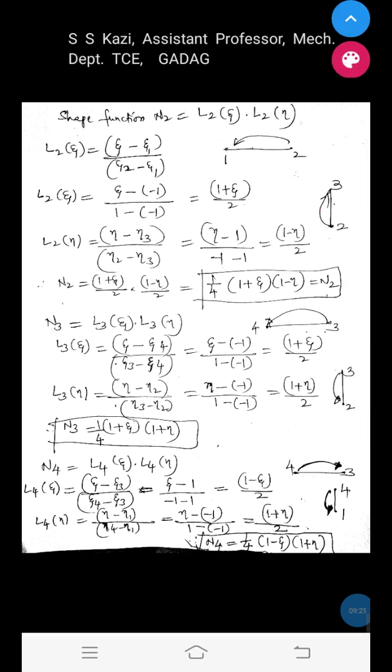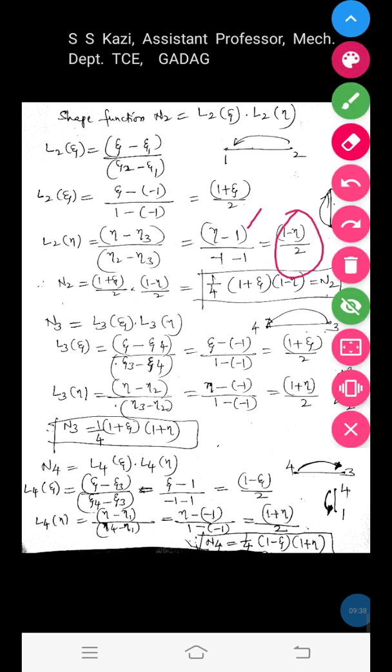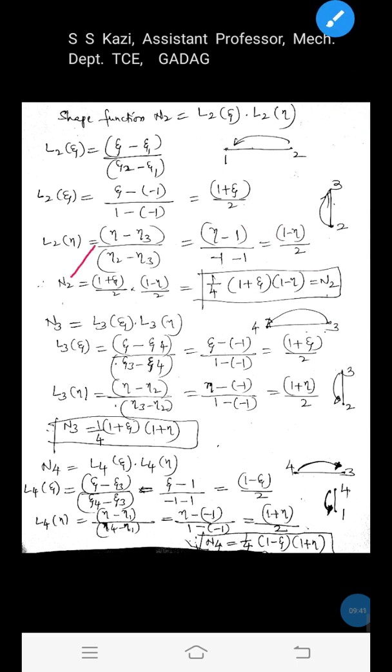Okay, once you write this equation, substitute the values of eta 2 as minus 1 and eta 3 as plus 1, we will get eta minus 1 divided by minus 2, that can be written as 1 minus eta divided by 2. Therefore, the shape function N2 is L2 of zeta into L2 of eta. It can be written as 1 divided by 4 into 1 plus zeta into 1 minus eta, that is N2. Okay, now next N3 we will find. N3 can be expressed as L3 of zeta into L3 of eta.